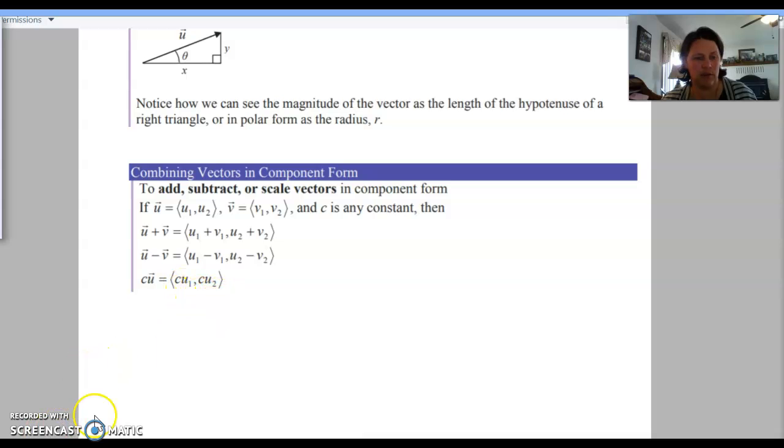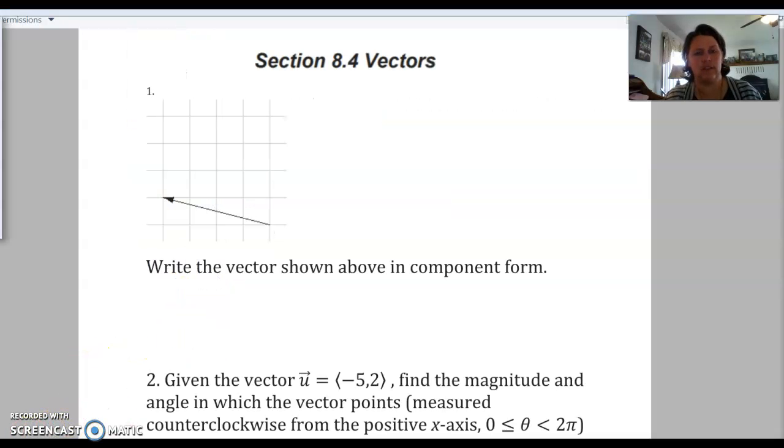Okay, for this first example, we are going to assume that this is starting right here at the origin. Okay, so let's say that's the point 0, 0. So the component form of this is going to be our horizontal motion. So 1, 2, 3, 4. So it's going to go to the left 4, or negative 4, and then up 1. So that's all we have to do to find the component form for a given graphed vector, as long as it's starting at the origin.